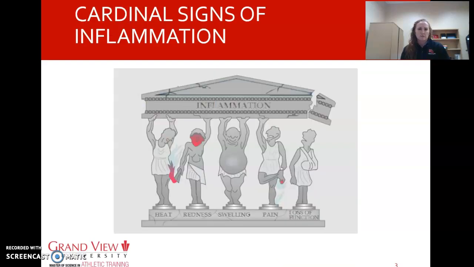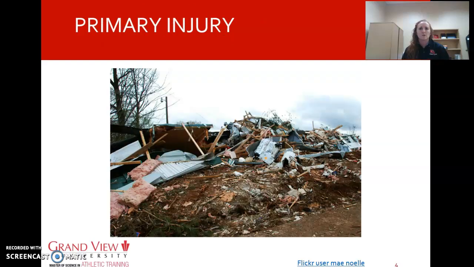So the cardinal signs of inflammation, if you're not familiar with these, are heat, redness, swelling, pain, and loss of function. And these are all going to be a result of the inflammatory process. So as we start going through here, I'm really going to walk through the different steps. It's important to note that all of these things do happen in a sequence, but as the tissue starts to die, the sequence kind of restarts. So it's a little bit of a cyclical process versus everything happening in a perfect sequence.